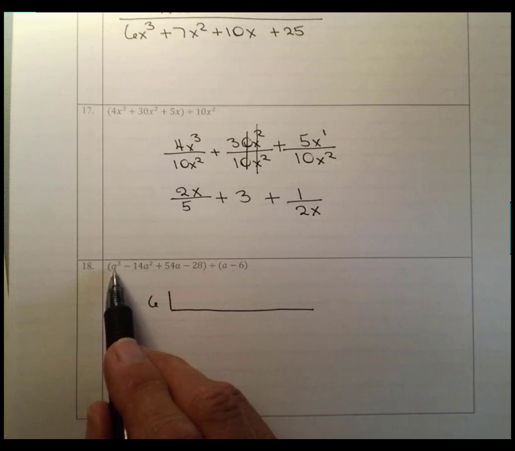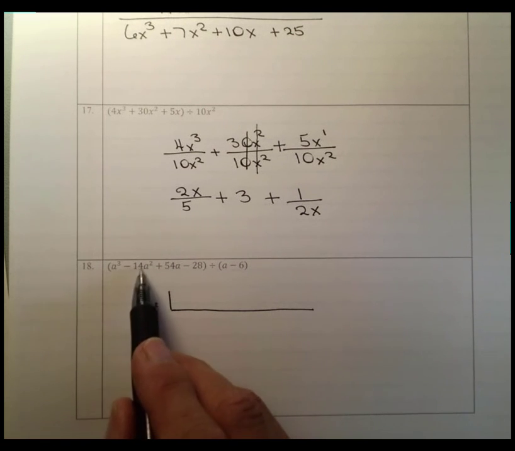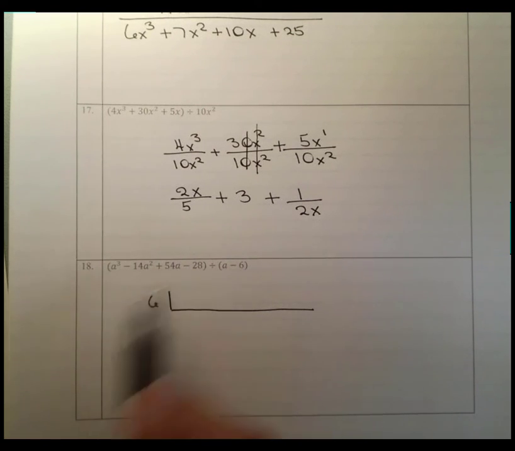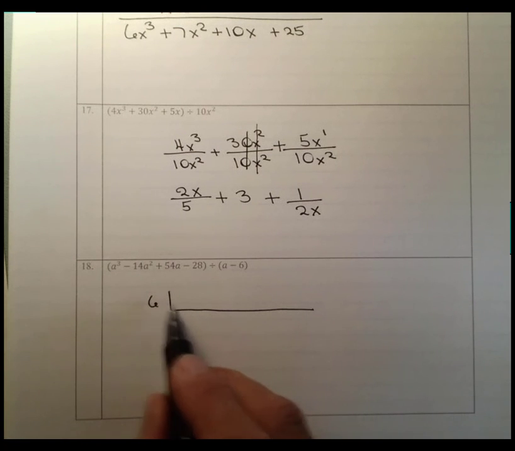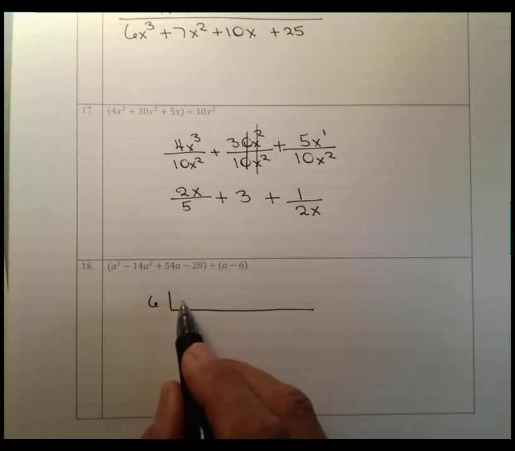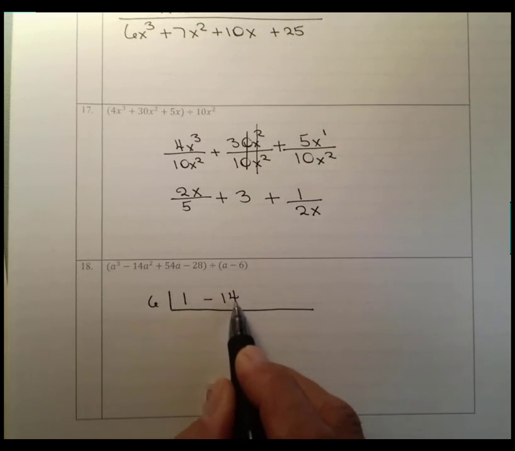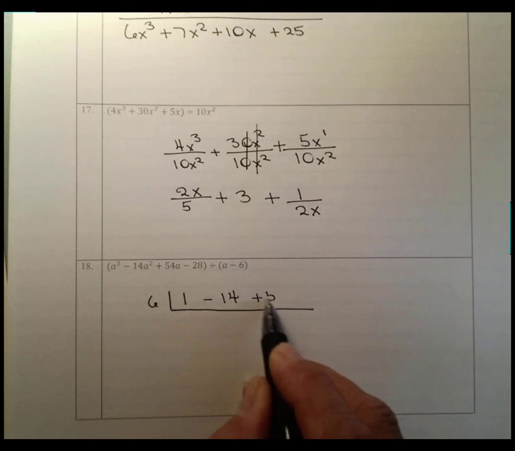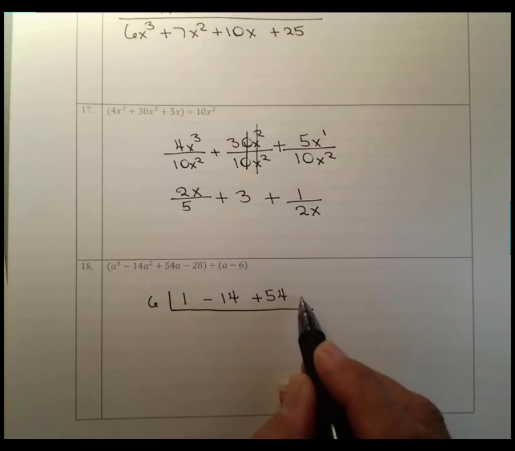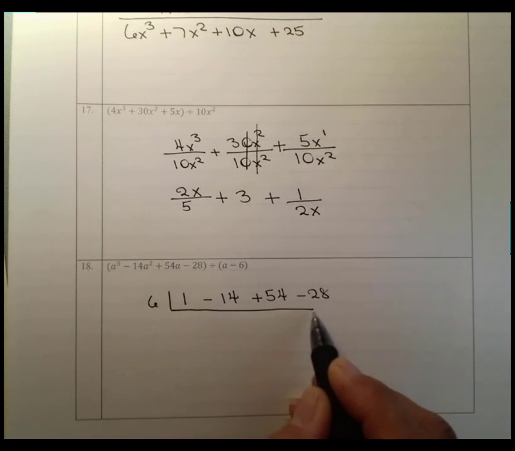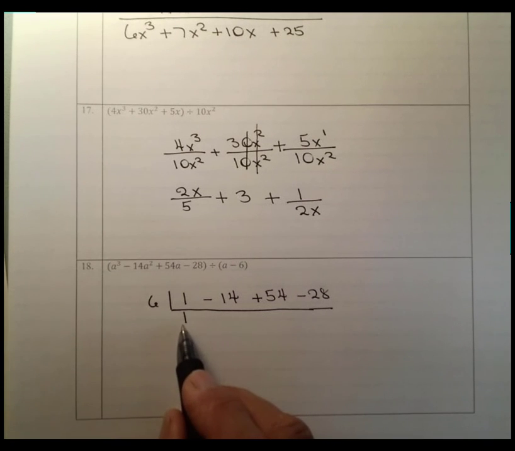And I'm going to look at this problem. A cubed, a squared, a, and just a numeric term. I'm okay with those. I don't have to add any extra terms. So the coefficient's all I need. The coefficient of the first one is 1. The next one is -14. The third one is a +54. And the fourth one is a -28. Step 1, bring down the first term.